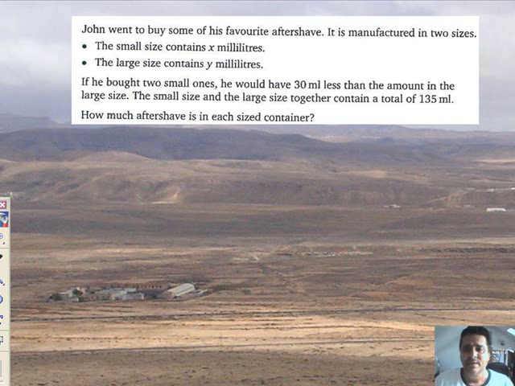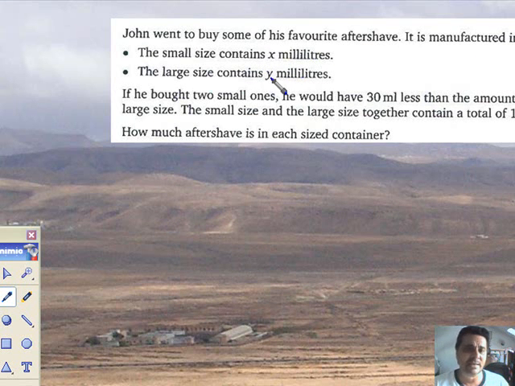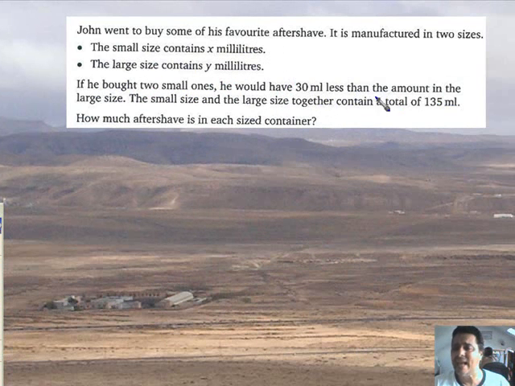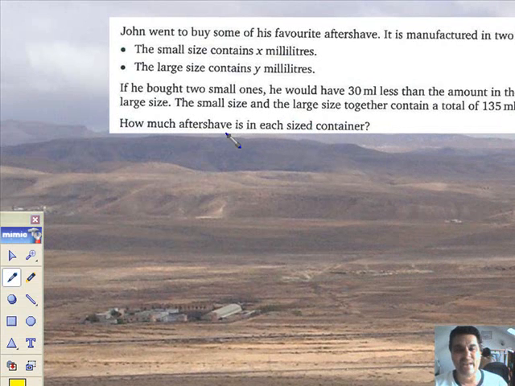John went to buy some of his favourite aftershave. One has to ask why. It is manufactured in 2 sizes. The small one has got X mil in it and the large one's got Y mil in it. If he bought 2 small ones, he would have 30 millilitres less than the amount in the larger one. First statement, first equation: the small one and the large one together contain a total of 135 millilitres. Second equation. How much aftershave is there in each size container? In other words, work out the X and the Y.